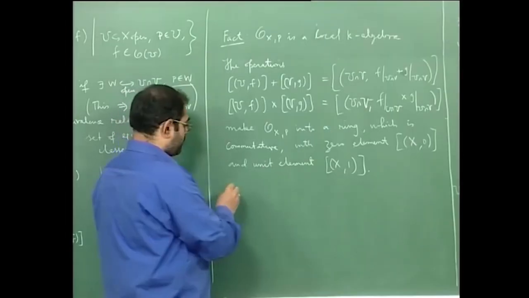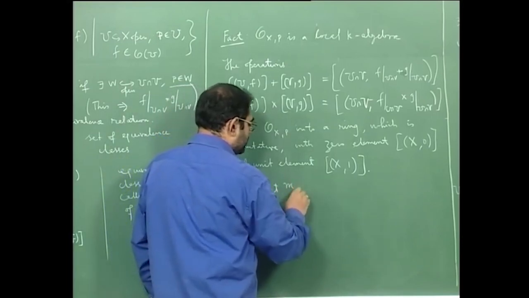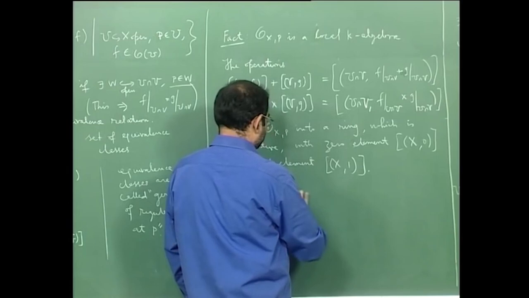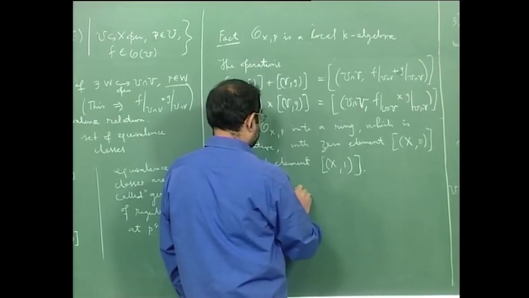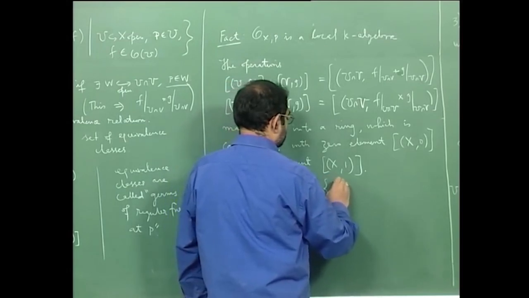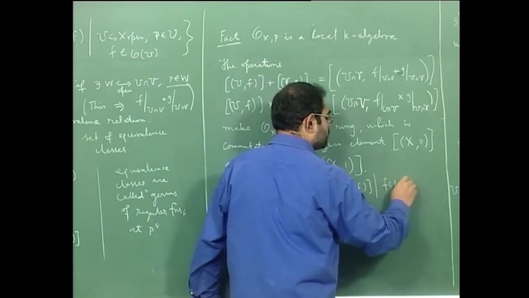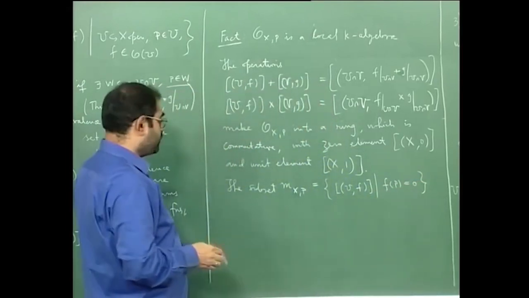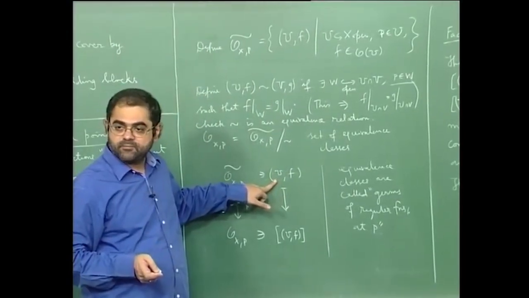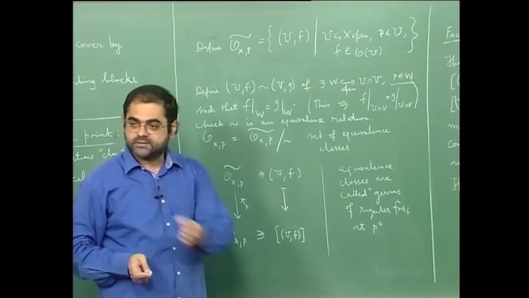it is a local ring. Why? Because the subset M of P, so let me write M_{X,P} to be the set of all germs (U, f) such that f vanishes at P. Whenever you take a germ, it is represented by a regular function on a neighborhood, and you take the subset which corresponds to functions that vanish at that point.